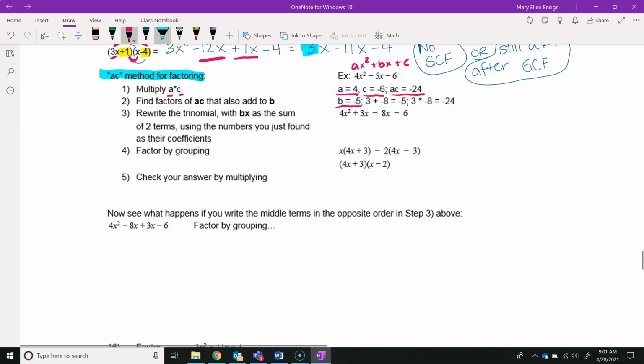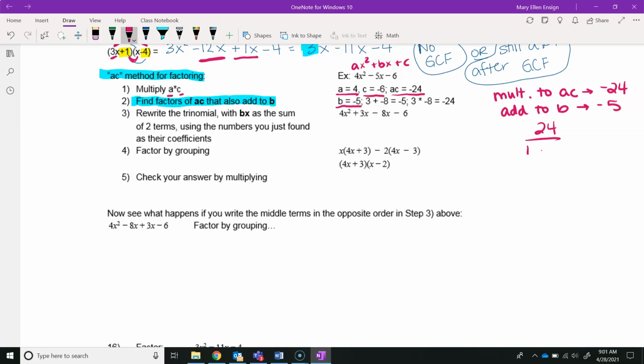Now I need to find factors of AC that also add to B. In other words, we want two numbers that multiply to AC and add to B. Very similar to what we did before. Before, our two numbers had to just multiply to C. But this time it's A times C, because it takes that first number into account. In this case, my AC is -24 and my B is -5. So I need two numbers that multiply to -24 and add up to -5.